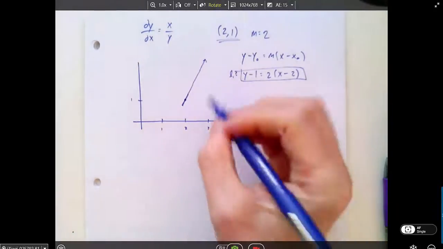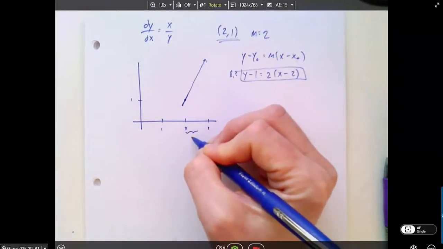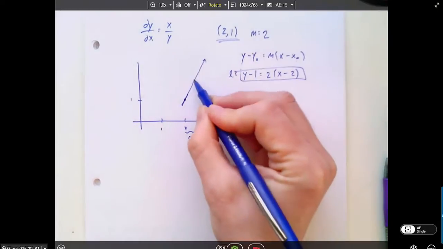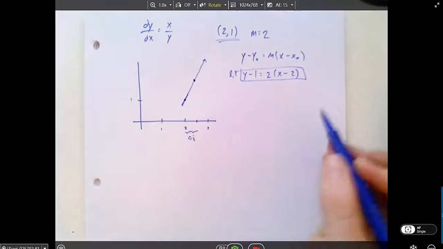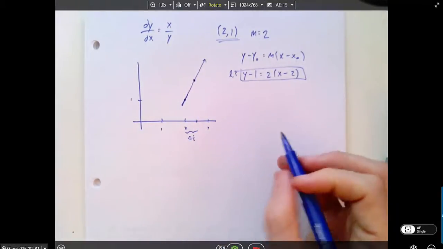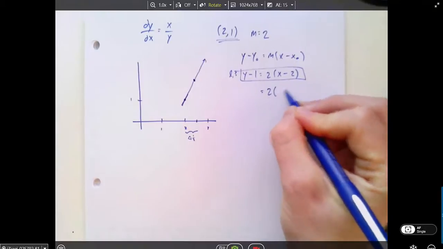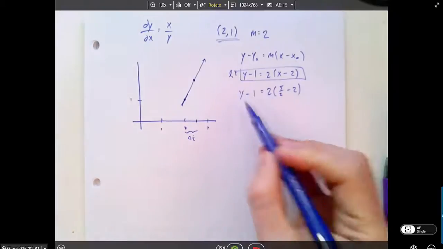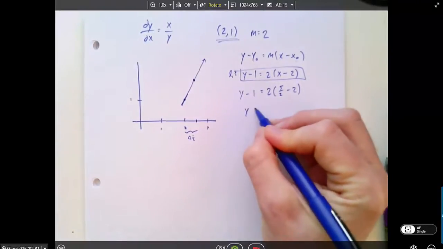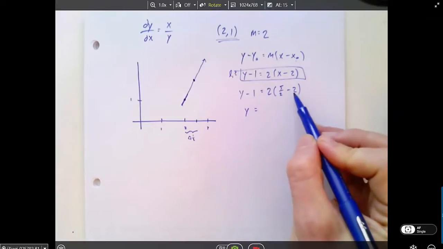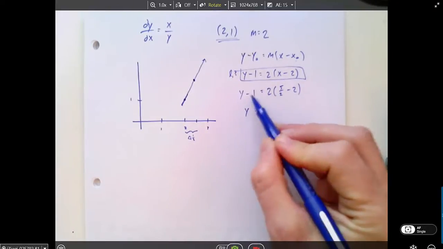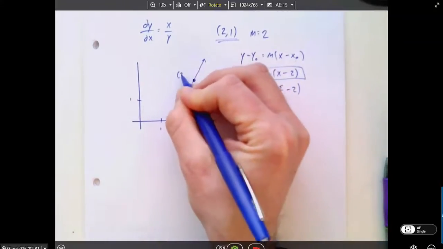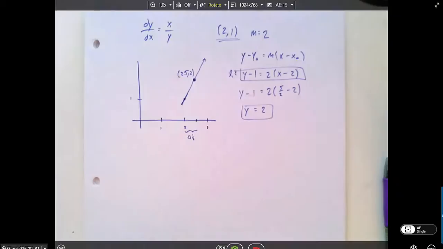Okay, and I'm going to use this to approximate the y value that's one step over, and my step size in this problem is 1/2. So I want to use it to approximate the y value at x equals 2.5. So let's do that. I'll plug in 2.5 here. So 2.5 is the same thing as 5/2. And I want to figure out what's that y value. So let's see. 2.5 minus 2 is 1/2, times 2 is 1, plus another 1 gives me a y value of 2. So this is now going to be the point (2.5, 2).